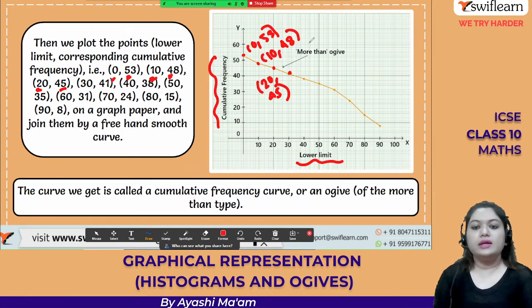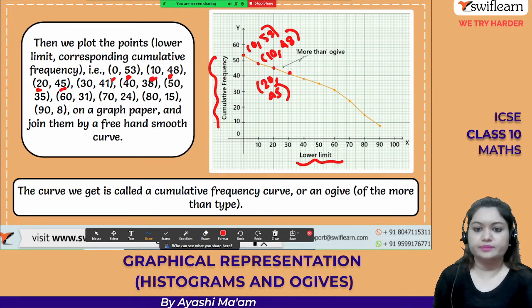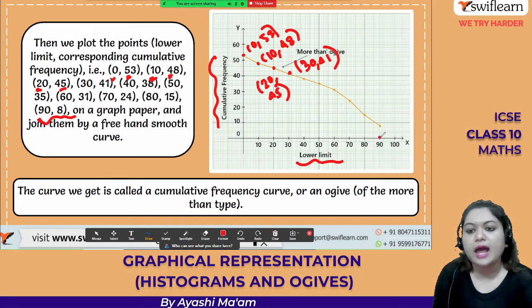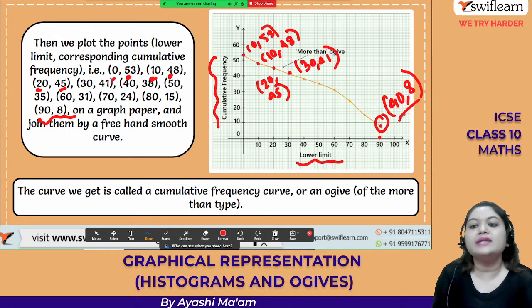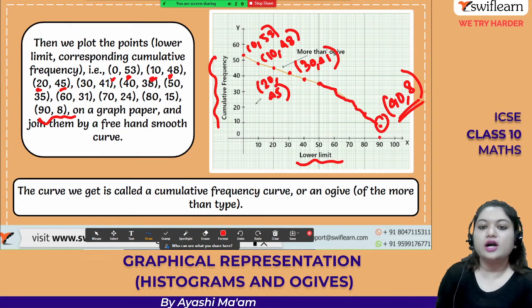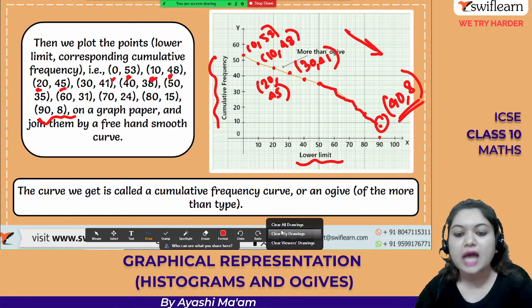Next we did up to 20, 45, 30, 41. This is for your 30 and 41. Similarly it goes on, and the last one is 90 and 8. So 90 and 8 will be slightly less than 10. Then you simply need to join these points. This is how you get your more than ogive curve. In the more than ogive curve, you can see that the curve is going downwards, starting upwards and then moving downwards.